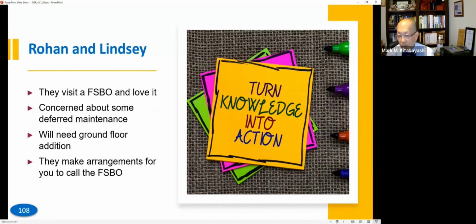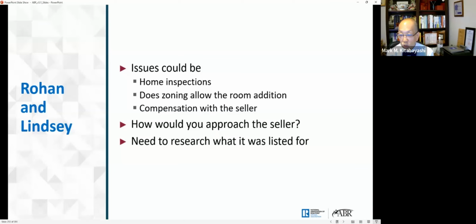How about Rana and Lindsay? They visit a for sale by owner and love it. They're concerned about some deferred maintenance on the house, and they need a ground floor addition. They ask you to call the for sale by owner. Is that okay? Yes, if you have a buyer agency agreement.